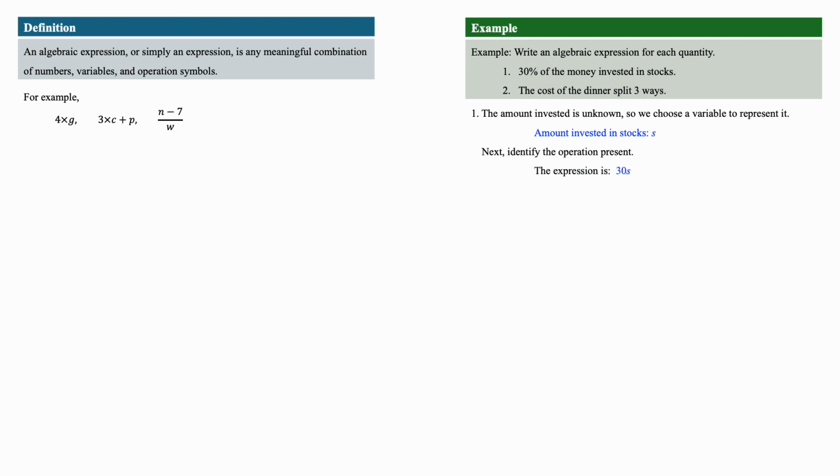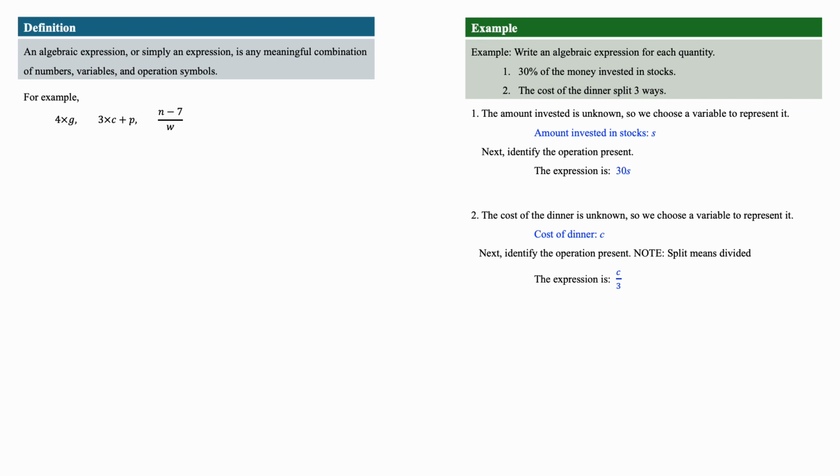you get 30s. In the second one, the cost of the dinner is unknown, so we choose a variable to represent it. So the cost of dinner is split 3 ways, so we don't know the cost of the dinner, so we have to choose a variable to represent it because there are no numbers that are known for that. So the cost of the dinner is C, and we identify the operation present. Note that split means divided. So putting 2 and 2 together, we get C divided by 3.